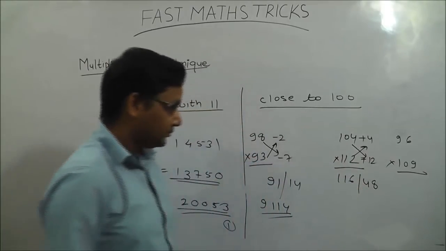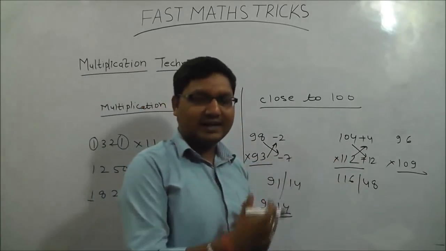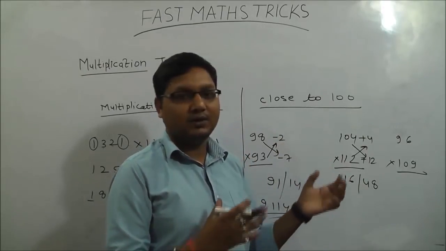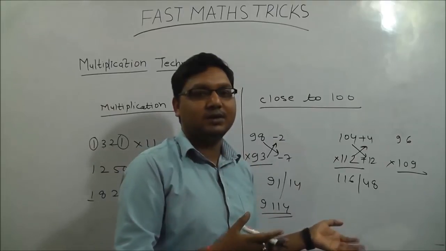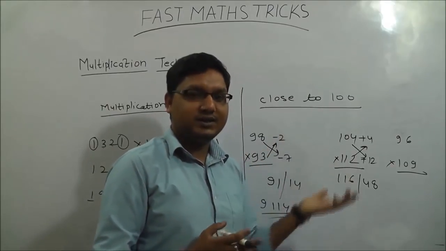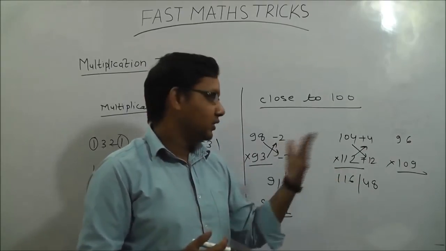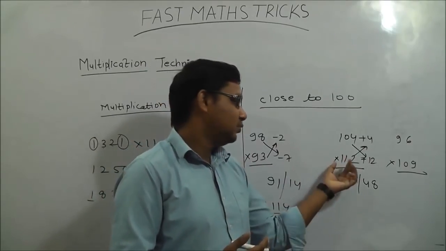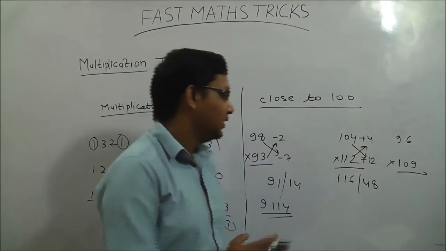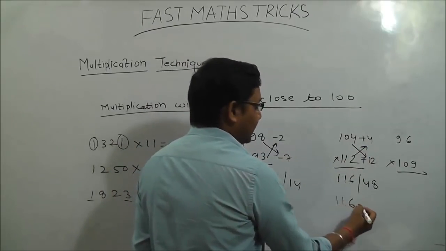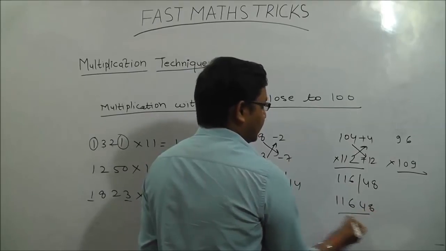112 plus 4 is easier. So do the calculation in the way in which you are comfortable, because if you put stress on your mind, you will get tired soon. So don't put so much stress. Do the calculation in an easy way. So 112 plus 4 is 116. So the final answer will be 11648.